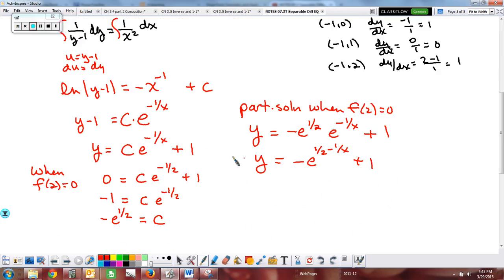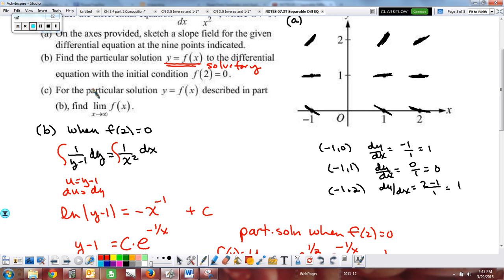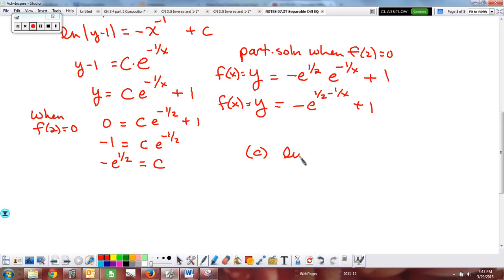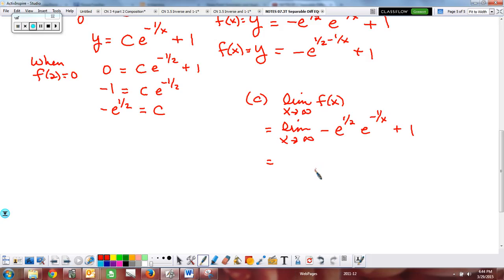Maybe we should go ahead and put f of x equals, just so we got y equals f of x in there. Now for this particular solution, I want to take the limit as x goes to infinity. So part C, now I want to take the limit as x goes to infinity of f of x. I know that they're doing the limit as x goes to infinity of negative e to the, I'm going to use this version, e to the negative 1 over x plus 1, and they're basically just testing you on how do you know what happens.